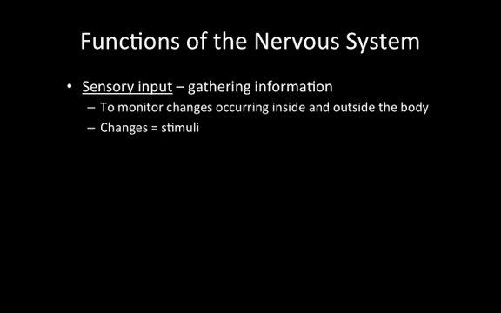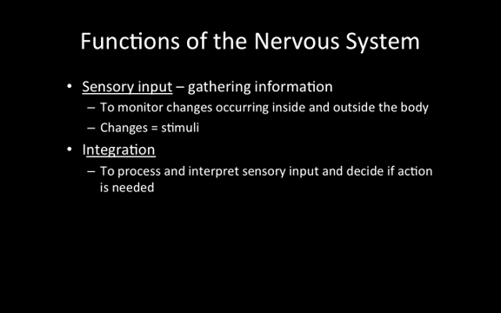Let's look at the three major functions of the nervous system. First is the sensory input. This gathers information about the outside world. It monitors changes occurring inside and outside of the body. The sensory input is performed by the peripheral nerves.